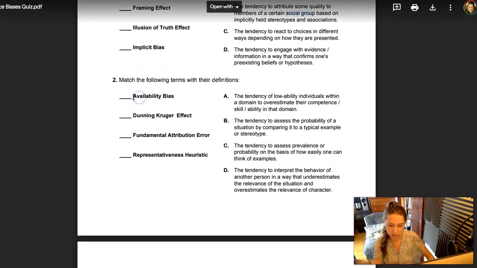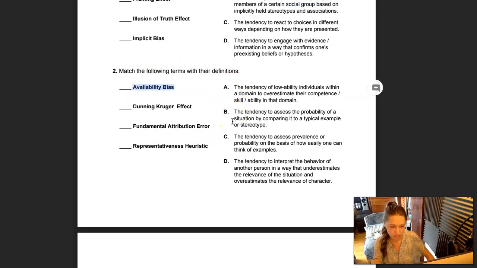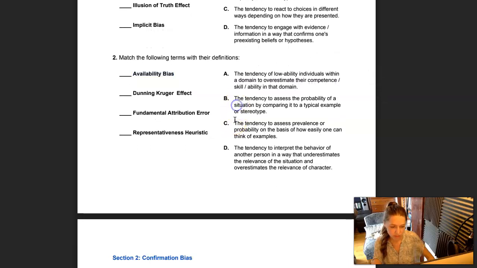Okay, next, availability bias. Is it B or is it C? It's the tendency to assess prevalence or probability on the basis of how easily one can think of examples. So crucial to availability bias is that you are assessing probability or prevalence. You have a belief or a judgment about how often something is happening, prevalence, or how likely something is to happen. Probability, risk is a kind of probability assessment, right? So if it's availability bias, there should be a belief about how often something is happening, or its probability.